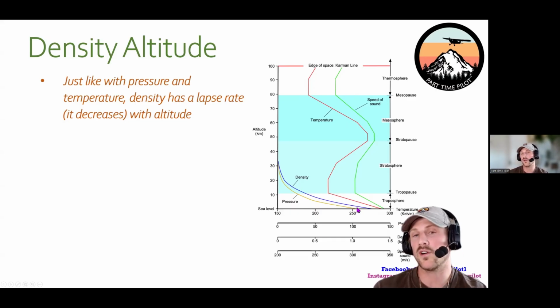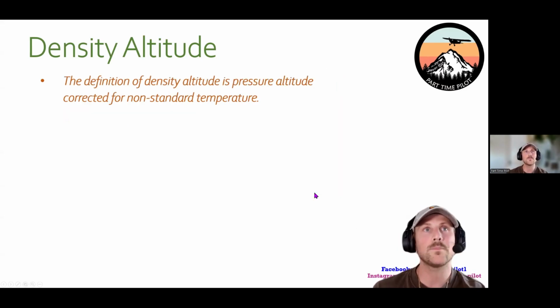If you go onto IFR and commercial flying, where you might get up here, they do talk about that. But anyways, pressure decreases with altitude here in the troposphere, and density also decreases with altitude. As we go up this y-axis, all these lines are going to the left. They all are decreasing in the troposphere with altitude. So we call that lapse rate.